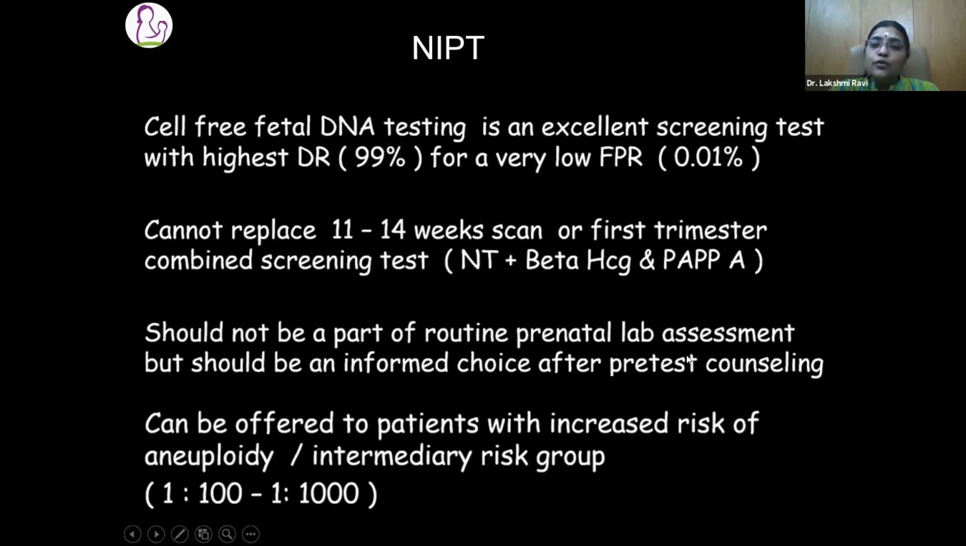And it should not be a part of a routine prenatal lab assessment, but should be an informed choice after pre-test counseling. And ideally, the most ideal way is it can be offered to patients with increased risk of aneuploidy. That is the intermediate risk group between 1 in 100 to 1 in 1000. That means you offer a combined screening test. If the test result is greater than 1 in 1000, yes, you say she's low risk and leave her off. If it is less than 1 in 100, yes, obviously you're going to offer her invasive testing. Somewhere between 100 to 1000, you have the intermediate risk category where you can really use this NIPT.